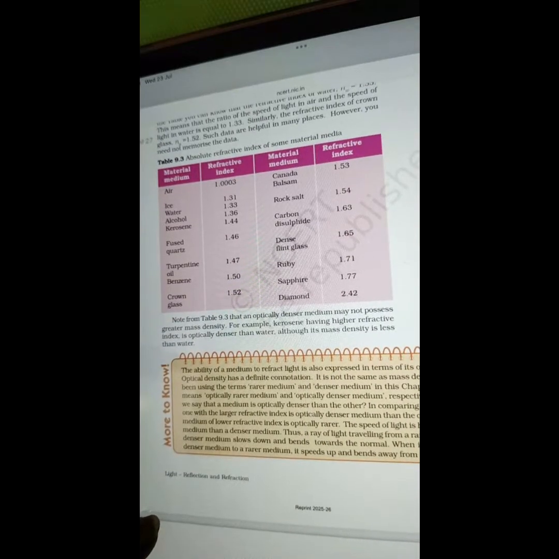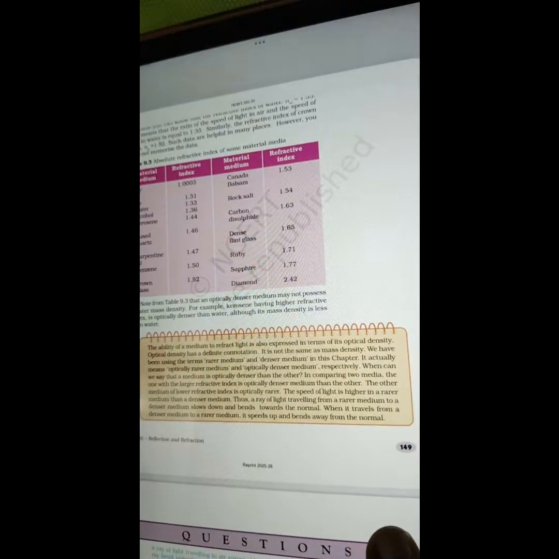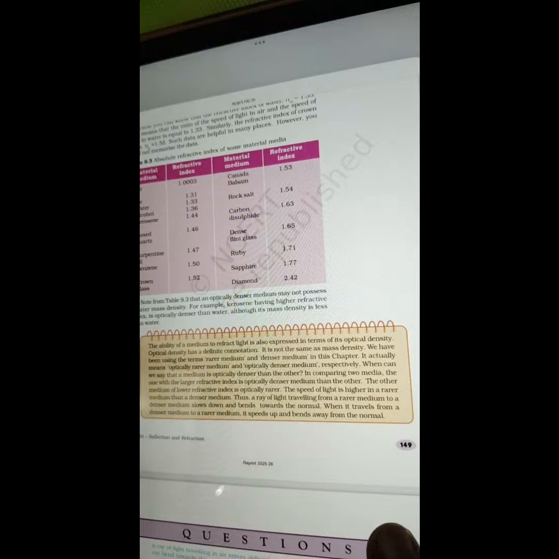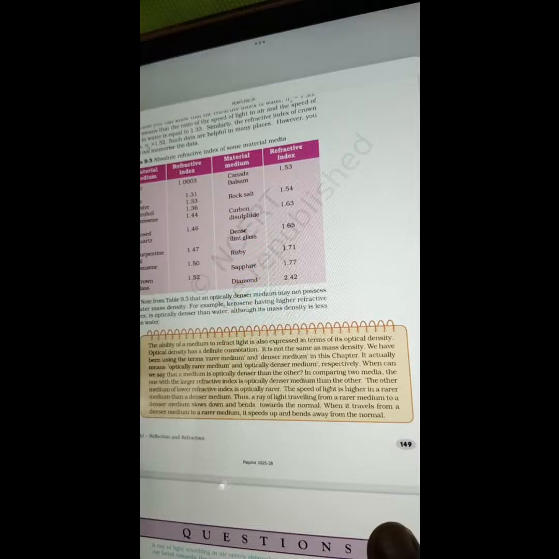More to know, the ability of a medium to refract light is usually expressed in terms of its optical density. Optical density has a definite connotation. It is not the same as mass density. We have been using the terms rarer medium and denser medium in this chapter. It actually means optically rarer medium or optically denser medium, respectively.